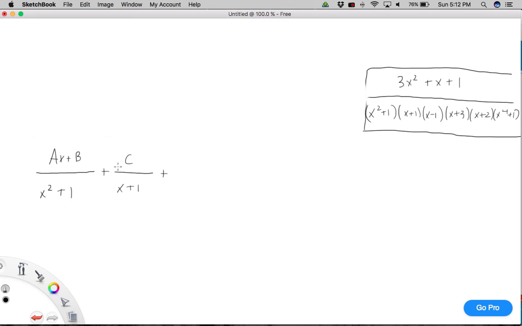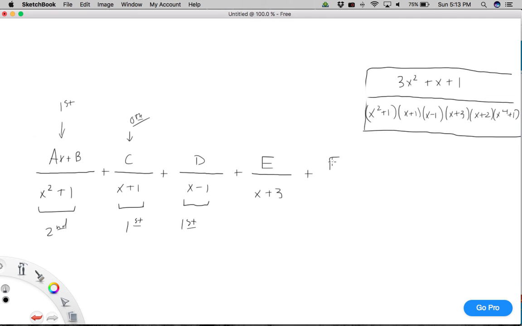And this is already a first degree, so up top we have a 0th degree. This is a first degree because this is a second degree. This is a first, so this is a 0. Okay, and then we have something over x minus 1. Again, this is a first degree polynomial, so you need just a constant term up top. And then same thing for x plus 3. You need a constant over x plus 3 because it's a linear term. And then a constant over x plus 2 for the same reason.